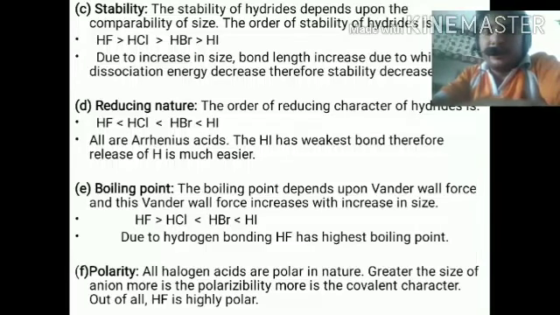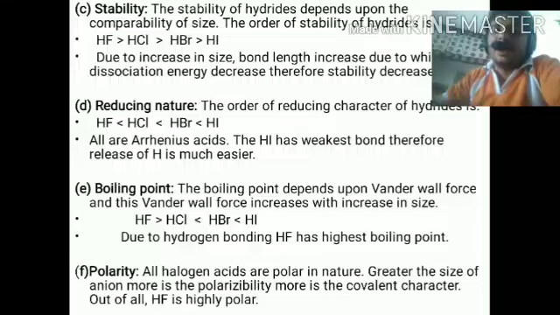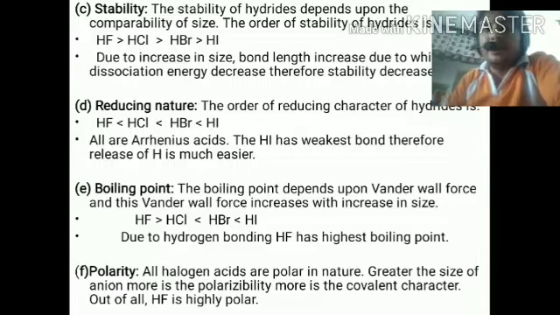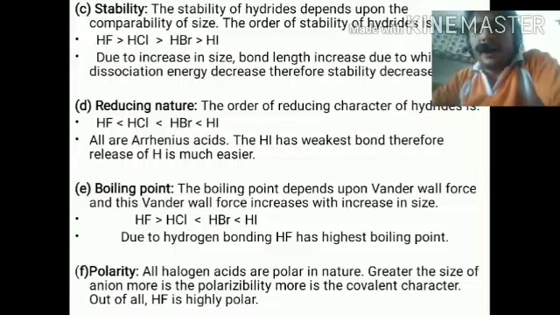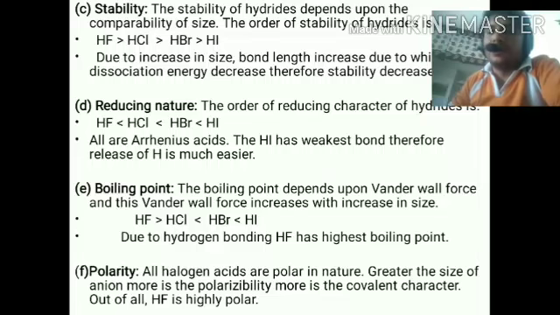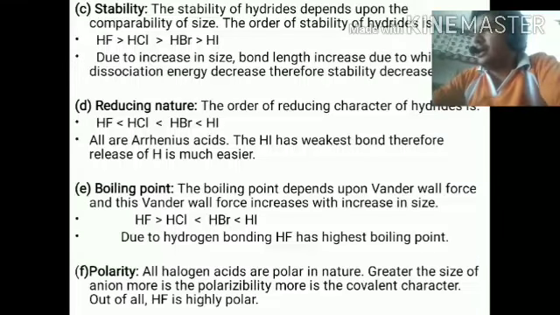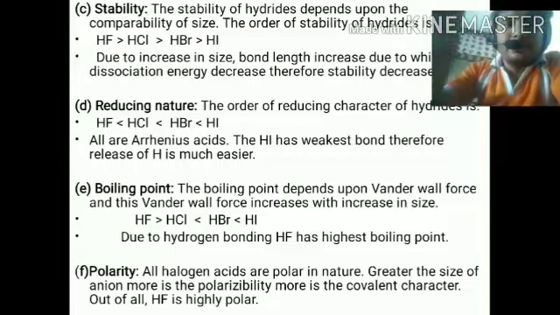Polarity. All the halogen acids are polar in nature. The greater the size of the anion, the more the polarity and the more the covalent character. Out of all the hydrogen halides, HF is highly polar.